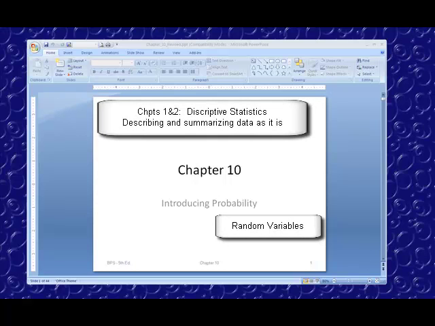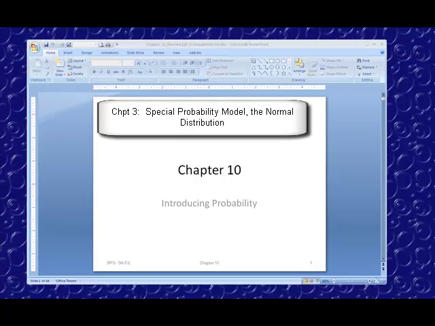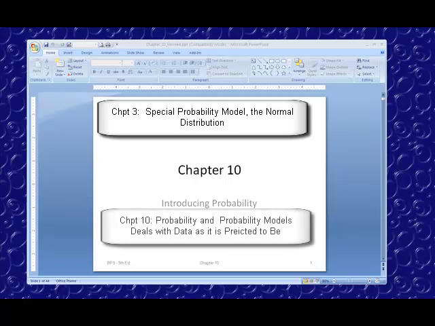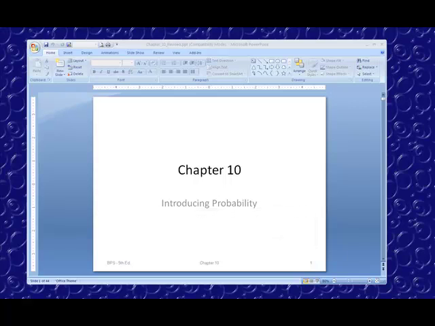Now in Chapters 1 and 2, we learned about descriptive statistics, describing and summarizing data as it is. And in Chapter 3, we looked at modeling, and now we're going to look at probability. So probability in modeling data deals with data as it's predicted to be. Now the methods that we use to generalize from a sample to a population are based on probability and probability models. That is, inferential statistic techniques.